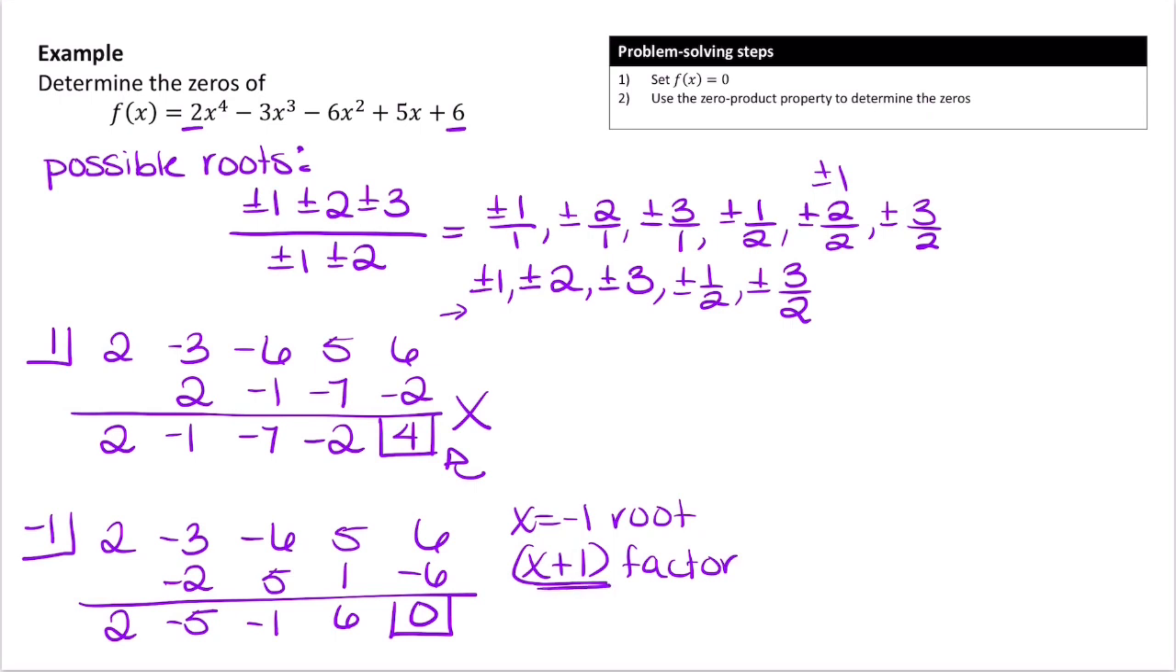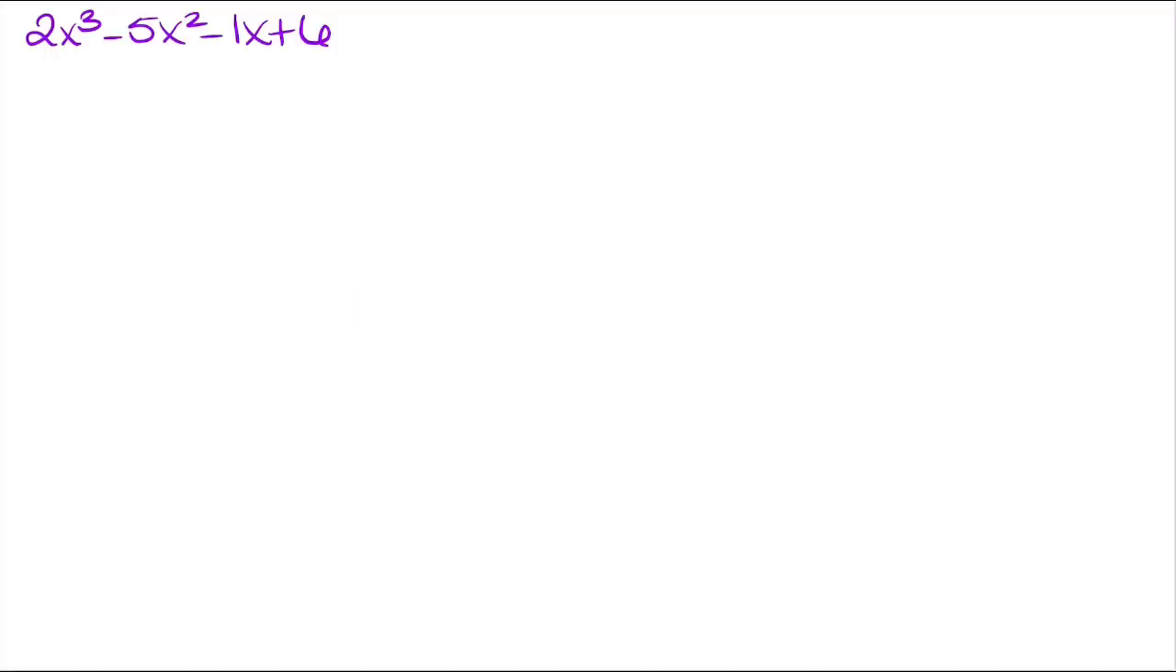So remember now, based on this, I can actually write the depressed polynomial. This is a 4th degree polynomial, so the depressed polynomial is going to have a highest degree term that's cubic. Okay, and that's going to have a coefficient of 2. And then we have minus 5x squared minus 1x plus 6. So now I'm going to take this depressed polynomial that I found and use the rational root theorem again, because it's a cubic polynomial, so I can't factor it using the methods that we discussed.